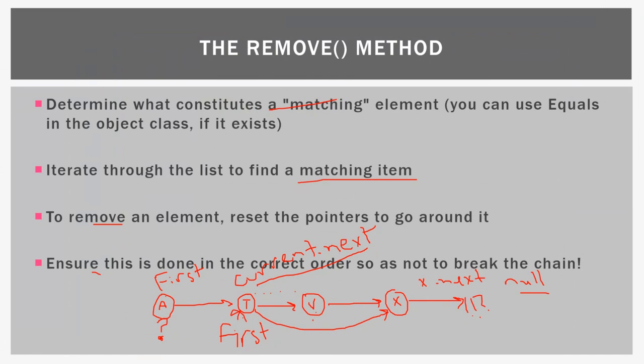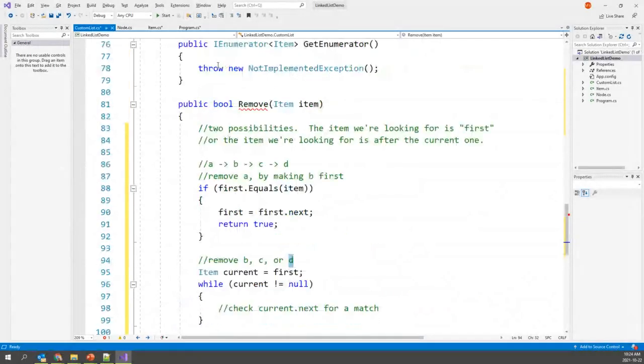So if we get to a point where we're trying to check something that doesn't exist, it means we've made it all the way to the end of the list and we didn't find a match. So if we made it all the way to the end of the list and we didn't find a match, we're going to return false. Remember that remove returns a Boolean. True if you found a match, false if you didn't.